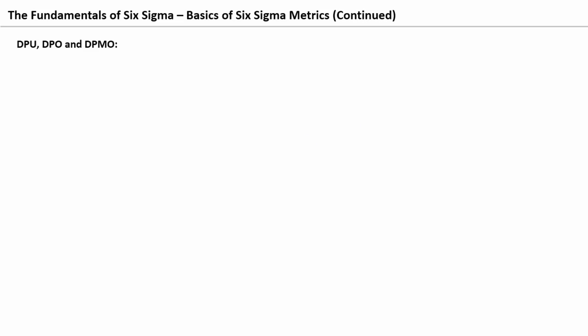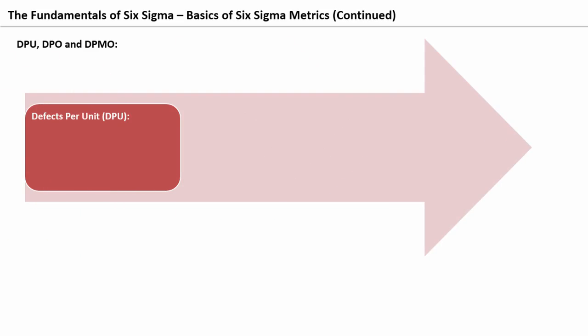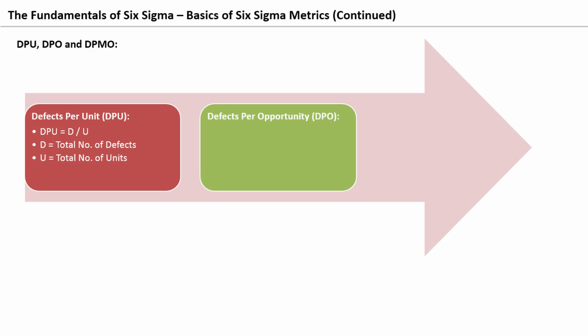DPU, DPO, and DPMO. Defects per unit is DPU. DPU equals D divided by U. D equals total number of defects. U equals total number of units. Defects per opportunity is DPO. DPO equals D divided by U times O. D equals total number of defects. U equals total number of units. O equals opportunities for defects per unit.